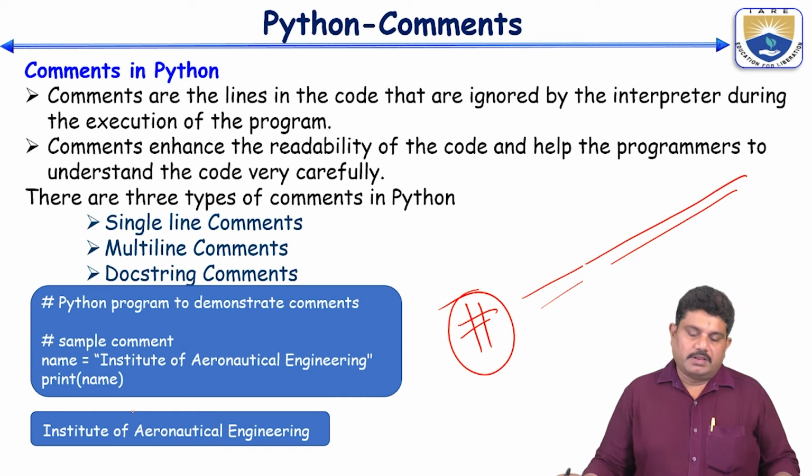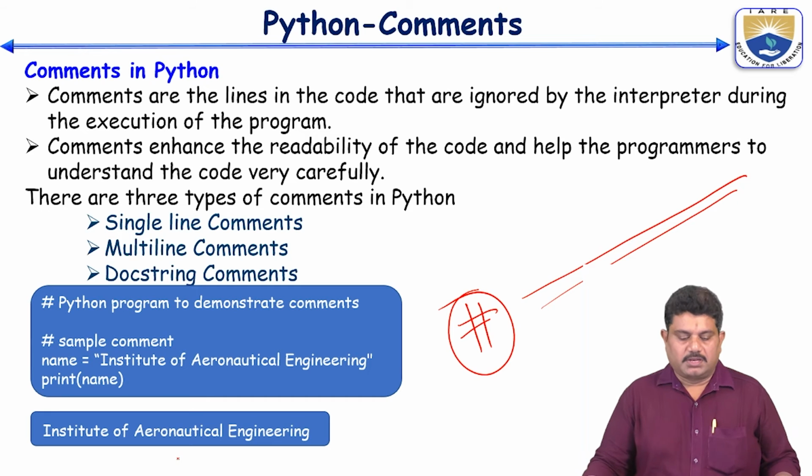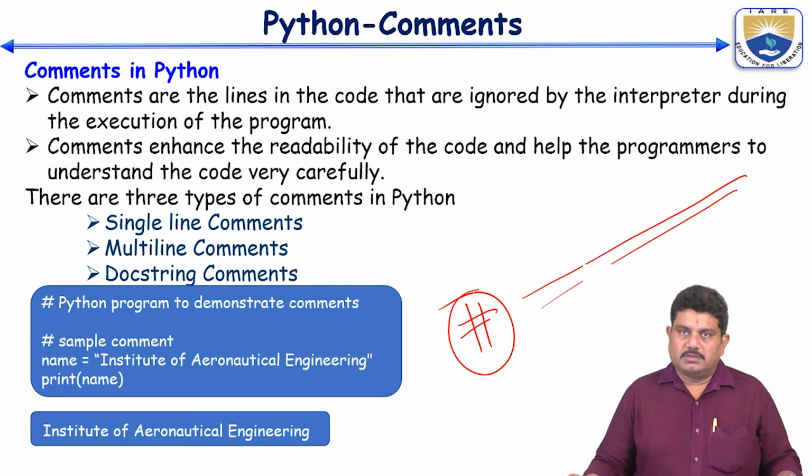And then next, the variable name is declared. Institute of Aeronautical Engineering is assigned as a string to the variable name, and we are printing the name. So in this program, only the name will be printed as output. But those two statements, Python program to demonstrate comments and sample comment, will not execute. Why are those available in the program? Just for the programmer's purpose, to demonstrate the core piece of the code and to understand it very easily. That is the purpose of comments.